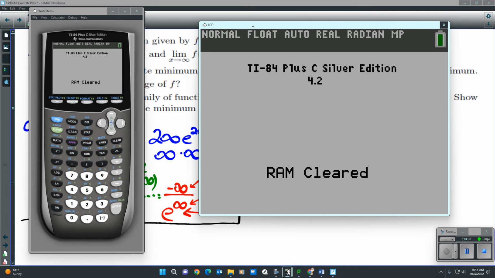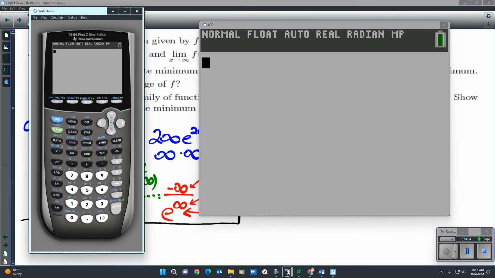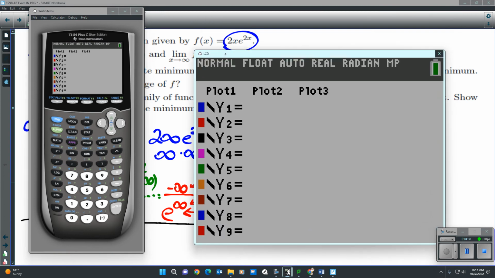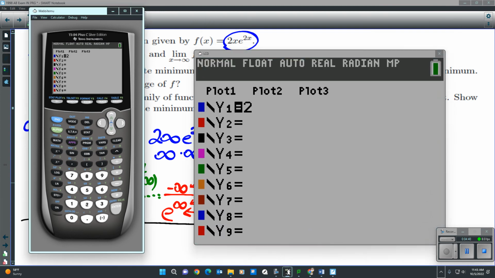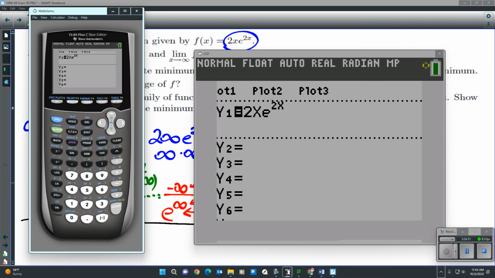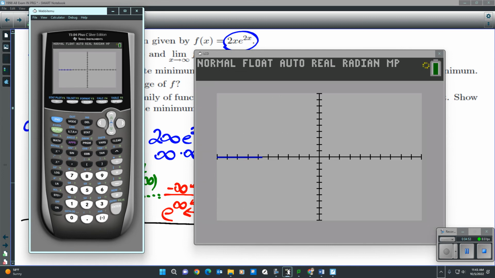It's fancy now. So what I'm going to do is go to y equals, and I'm going to graph f, 2x times e raised to the 2x. And I'm going to graph this. Let's see what it looks like. Oh, there's a little dip.